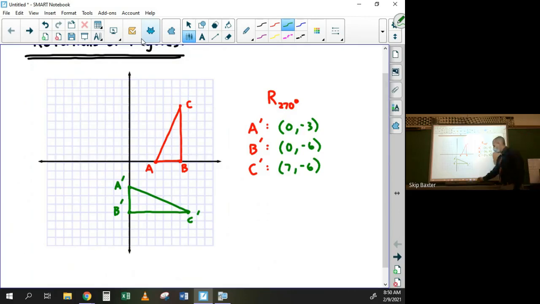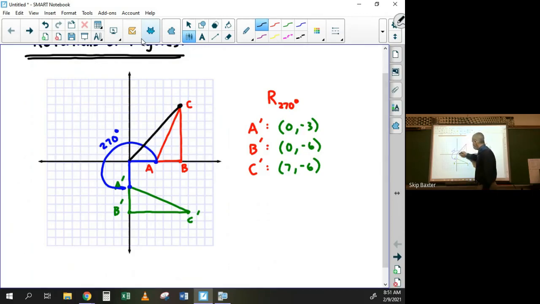So essentially what you've done is you've rotated about the origin. But if you think about it, if I drew the line segment from the origin to A, and then from the origin to A prime, basically you've just rotated that point 270 degrees around to that point. This is a 270-degree rotation. And that's true for all 3 points. Like if I were to connect the origin to the point C and the origin to the point C prime, that's a 270-degree angle as well.